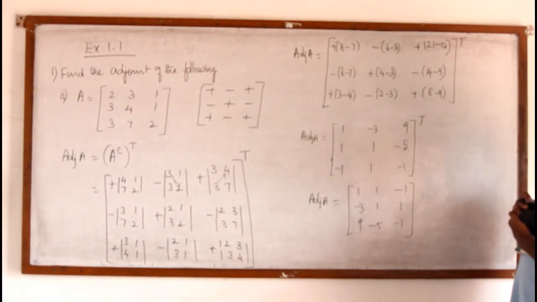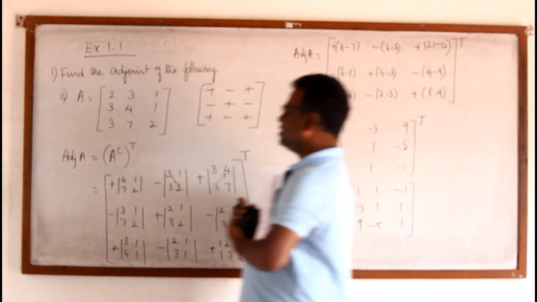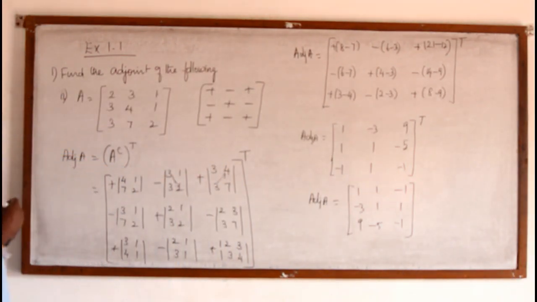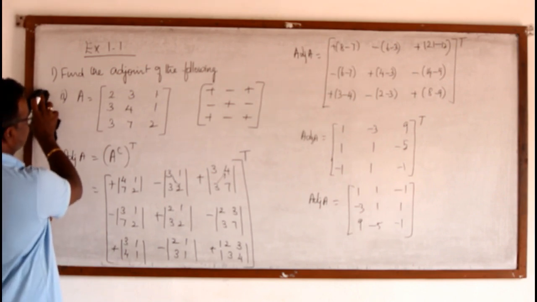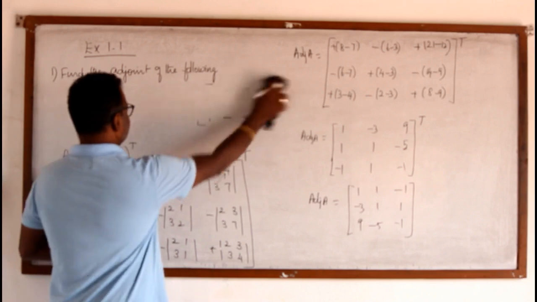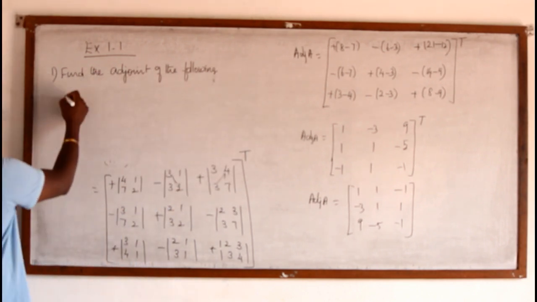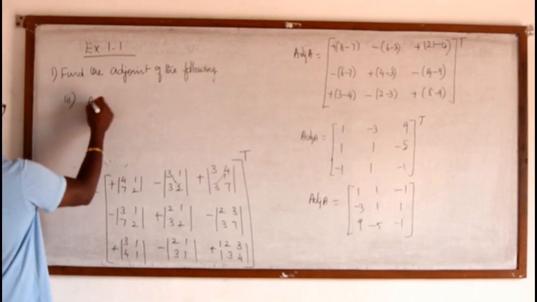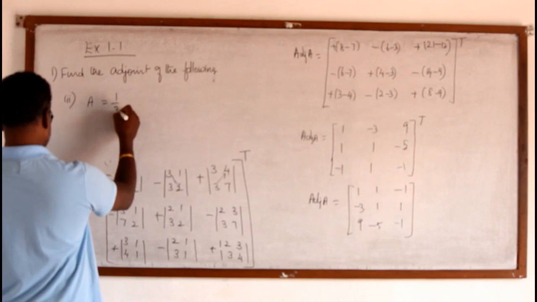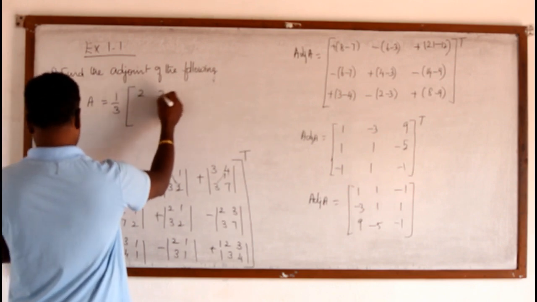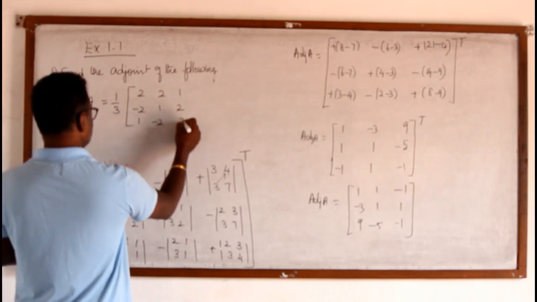This is called adjoint. This will become still simpler when you do more problems. So this is about the first problem. That's the second one under the first. Under the first problem, we got the second subdivision. Now we should go for the third one also. After that, I will come to the first problem. Now, third one, A equal to 1, 3, 2, 2, 1, minus 2, 1, 2, 1, minus 2, 2.